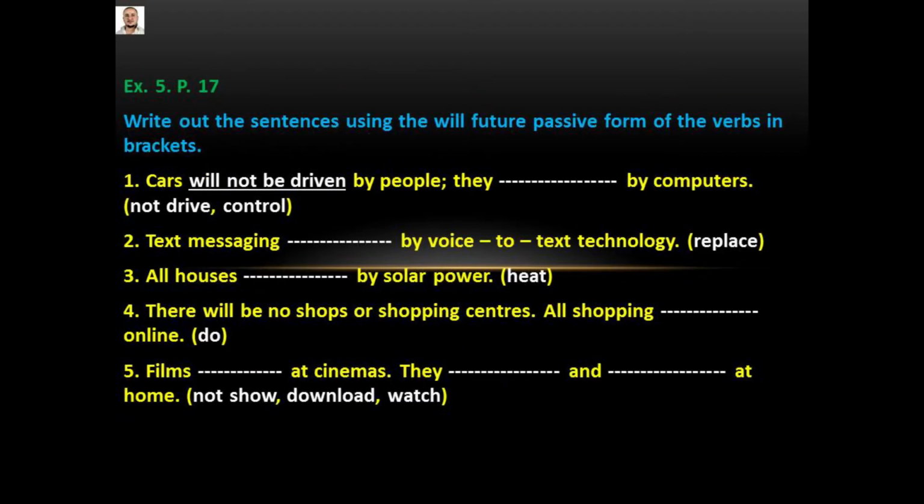Okay, let's move on. We have exercise 5, page 17. Write out the sentences using the will future passive form of the verbs in brackets. Cars will not be driven by people, by computers. This is an example which we have just done. Will not be driven. It's negative. And we have control to put it in the second gap.